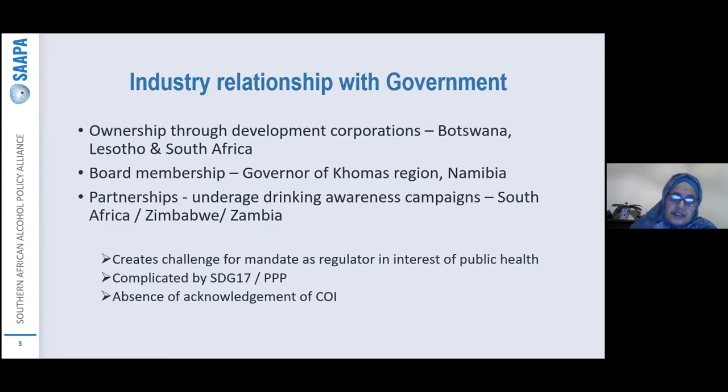I think in addition to that is the issue of the industry's relationship with government. And we've got a challenge where some of our governments own shares in these companies through their development corporations. Now that creates a particular problem for when Dudley points to the issue of coherence of policies between health and commercial interests. And how do our governments struggle to manage these different roles?